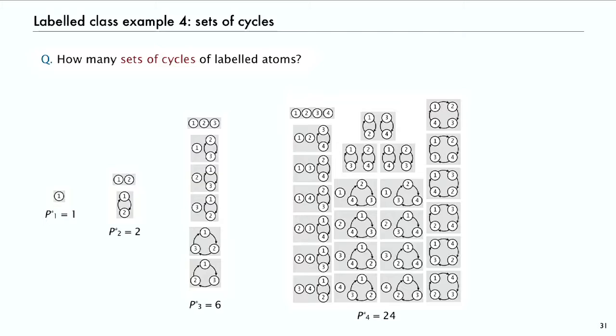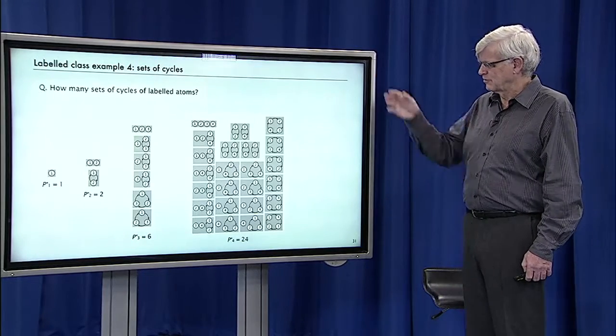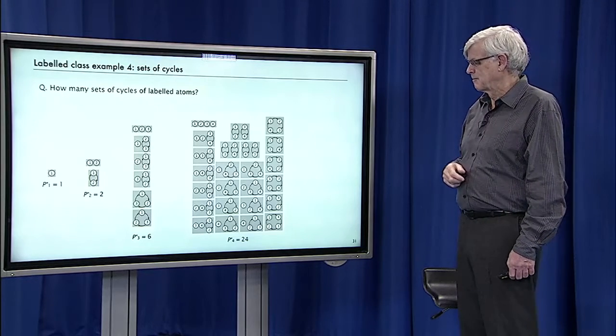For example, for 3 atoms, you could have a cycle of size 3. There are 2 different ways to label that. Or you could have one cycle of size 1 and another cycle of size 2, and there are 3 possibilities for labeling that. Or you could have 3 cycles of size 1. So there's a total of 6 sets of cycles of labeled atoms.